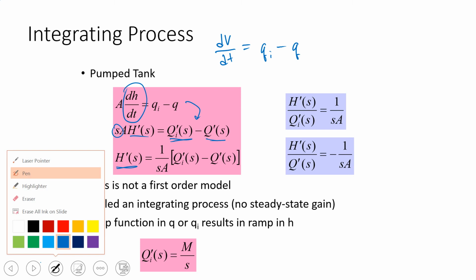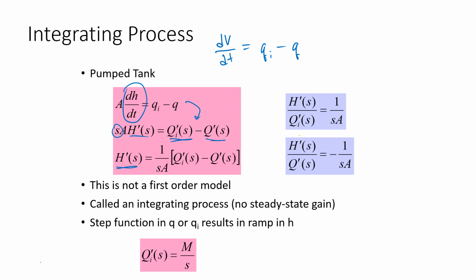Okay, so we have our two. Now this is called an integrating process, because there's no steady state gain. It's just going to be 1 over s times a for the transfer function. In this case, a P only controller would work really well.